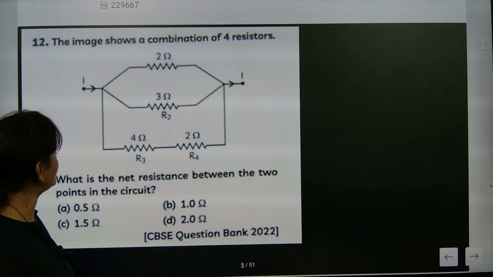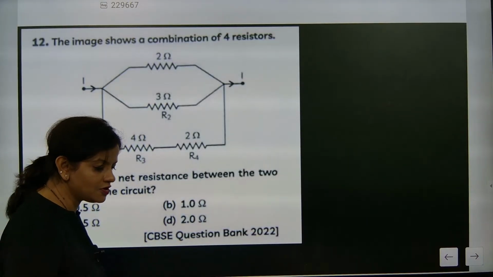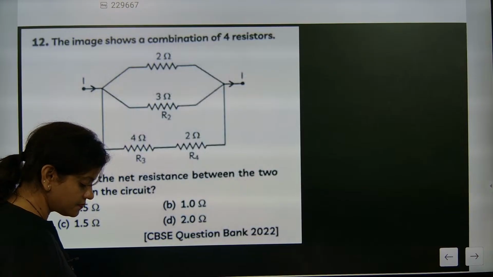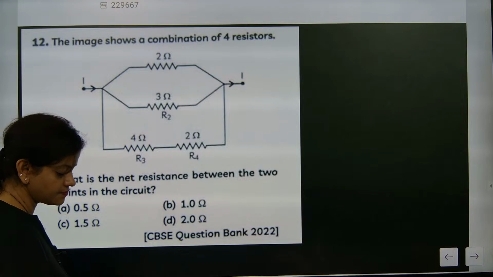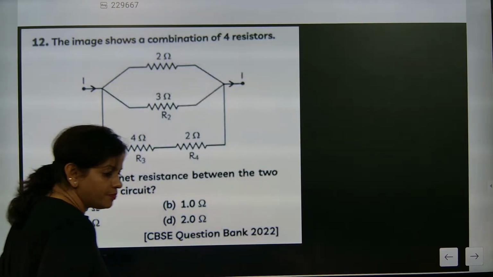Now solve this question, please. Come on. This is a resistance related question. Please kindly solve this question. When A is the correct answer, better go for the next question, please. Come on, go for it, please.